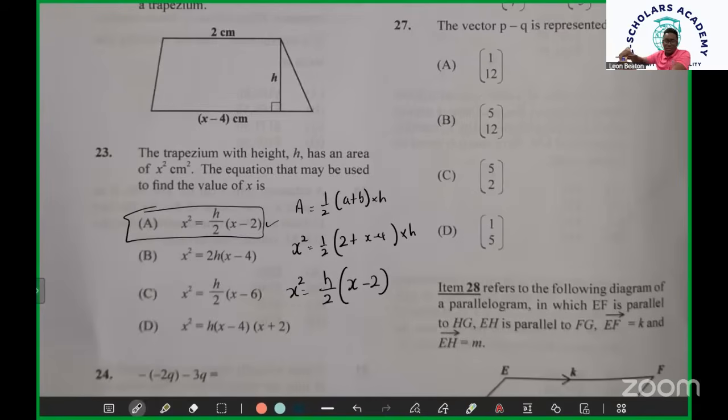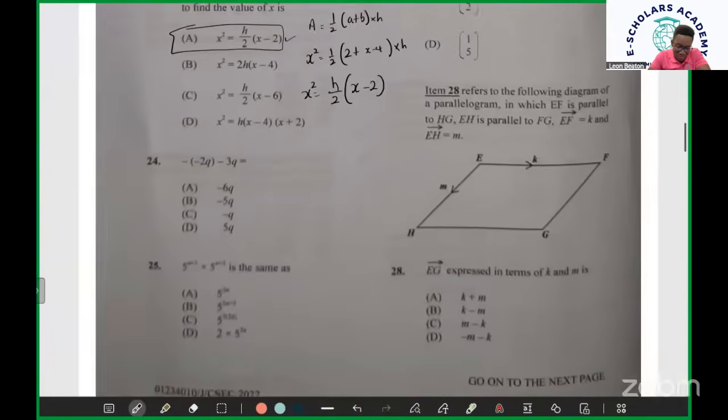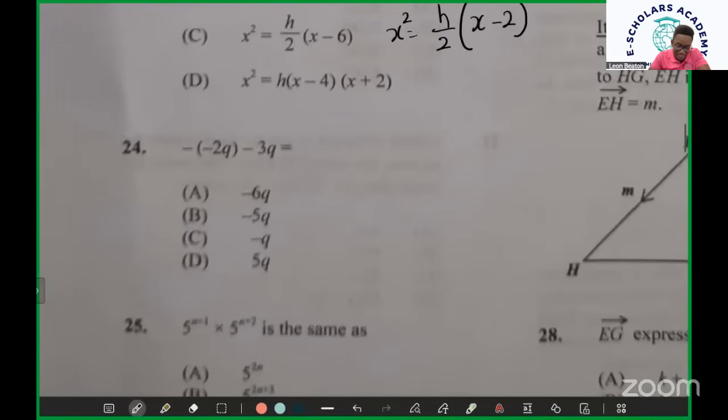All right, so we're cooking. This one, we just did this one here. So we had negative of negative 2q minus 3q. We know these two negatives will turn positive. So we have 2q minus 3q, which will just be negative q, C.